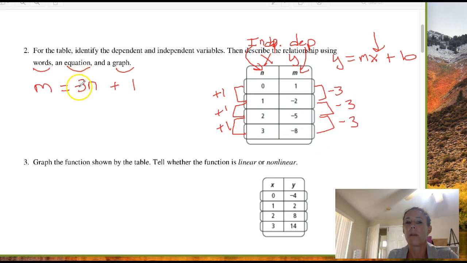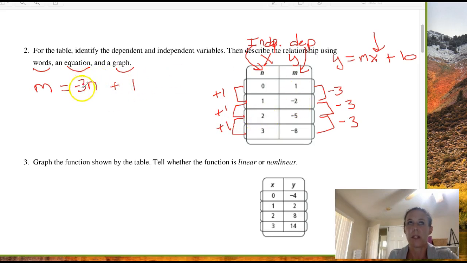So I'm going to multiply -3 by my n, and then I'm going to add 1. Let's see if that works. If I plug in 0, 0 times -3 is 0, and then I add 1, I get out 1. Yes. Let's plug in 1. If I plug in 1 for n, 1 times -3 is -3, and then I add 1, I get -2. Yes. Let's plug in 2.